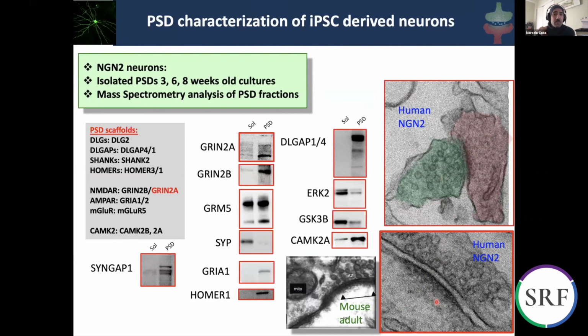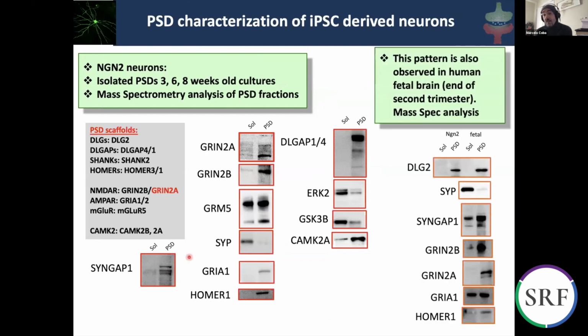We were doing mass spectrometry analysis of this, but I'm showing some pictures where we have the molecules that we used to play with in mature neurons. You can see this is the soluble fraction and PSD fractions, presynaptic components, postsynaptic components. They were as they should be. You can see SYNGAP expression with different isoforms, and you have the same pattern in a fetal brain. This is the end of the second trimester fetal brain.